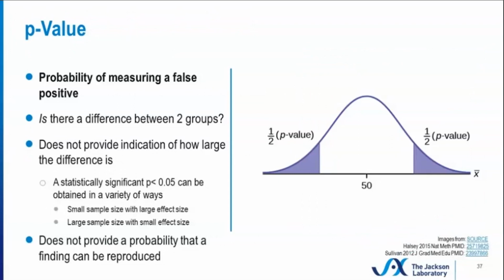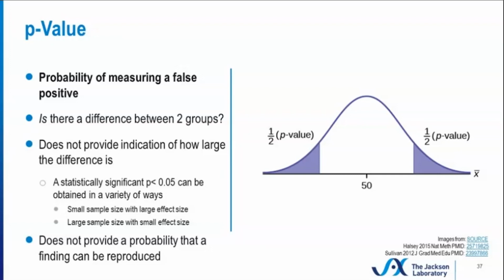Let's start with the p-value. It helps you to understand the probability of measuring a false positive. It will help you to figure out if there is a difference between the two groups, but it won't essentially give you an indication of how large that difference is. A statistically significant p less than 0.05 can be obtained in various ways. And now you must all be aware that a p-value is very, very field dependent. Sometimes a field can have a different p-value as acceptance in what they're studying, and another field might have a different p-value that is accepted.